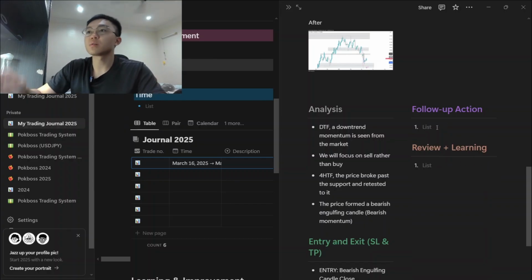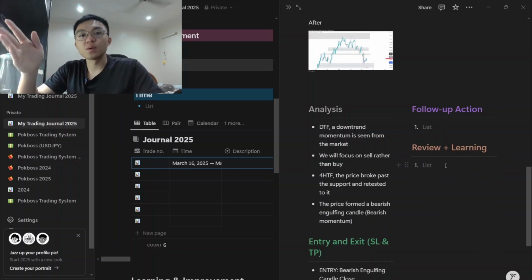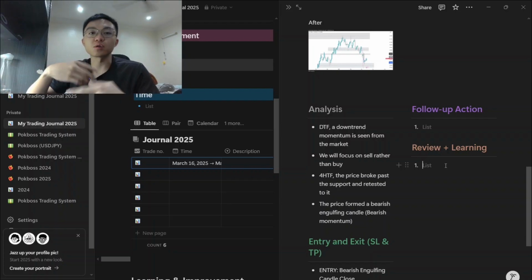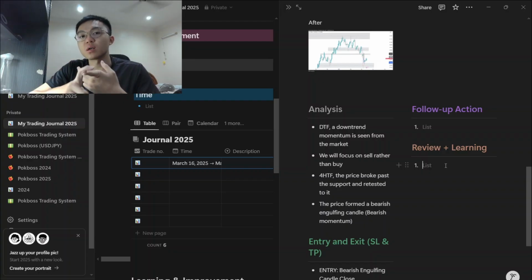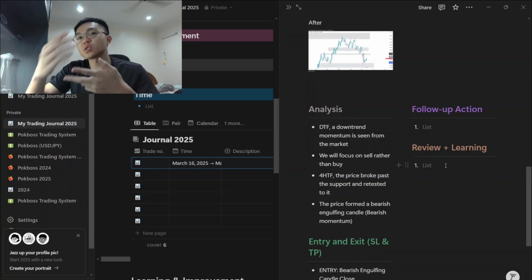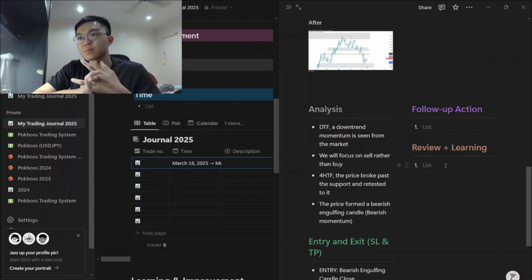And then for the last one, review and learning. Okay, this review and learning is after this trade is done. It's either it hit your take profit, stop loss, or you close the trade by yourself. Okay, now you basically do a short review over here to see how you can improve your trade compared to the previous trades that you have taken, and see whether it is a good loss or a bad loss.